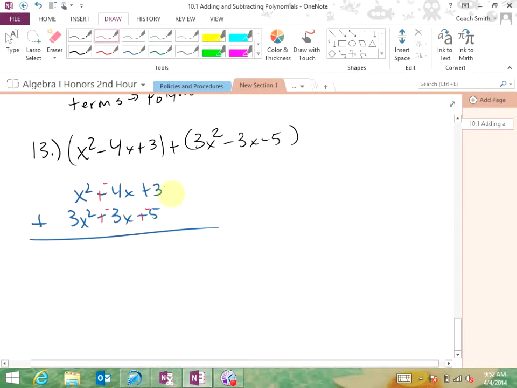We start over here and go down. Negative 3 plus a negative, 3 plus a negative 5 would be what? Negative 2. Negative 4x plus negative 3x is negative 7x. Nothing happens to the x. The x is like a denominator of a fraction. It does not increase the exponents or anything. And then you have 1x squared plus 3x squared, 4x squared. There's your answer. So you have 4x squared minus 7x minus 2.